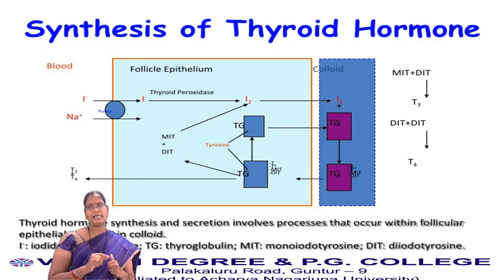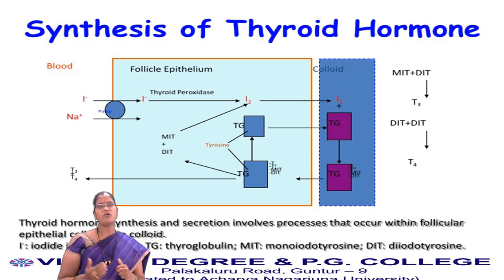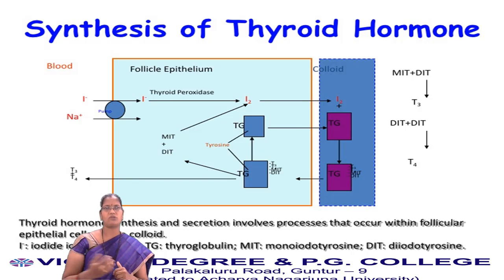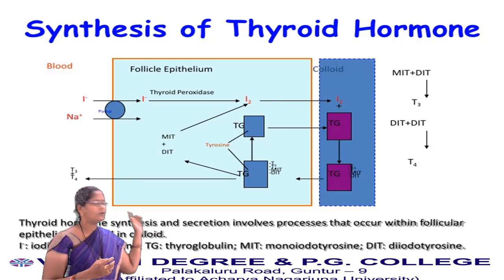So, if one tyrosine undergoes iodination, it forms monoiodotyrosine. In the same way, if two tyrosine molecules present on the thyroglobulin are iodinated, then we get diiodotyrosine, that is DIT.